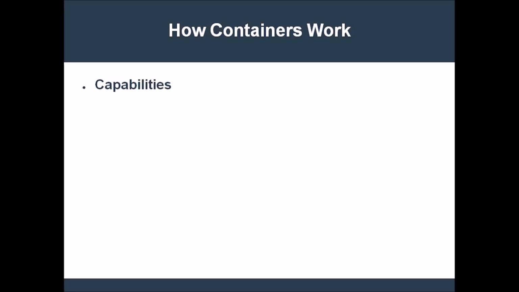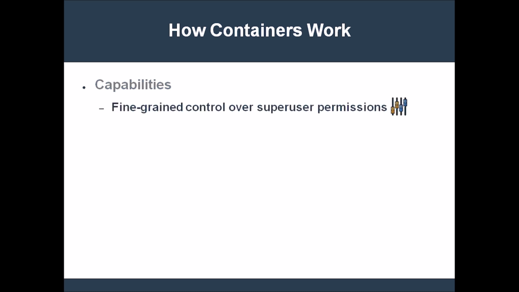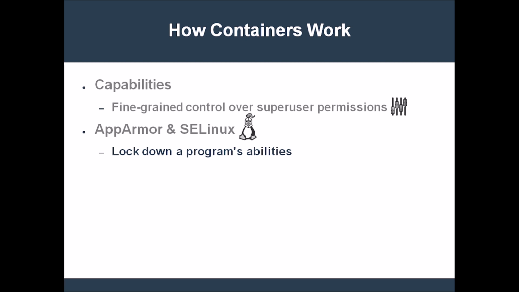Linux kernel capabilities provide fine-grained control over superuser permissions. This way, you can avoid using the root user when you only need a small subset of root capabilities. After all, running as root is a dangerous practice. These kernel features are used to lock down a program's abilities. Put another way, they are security features which restrict containerized processes. Now, you have a better understanding of how Linux containers isolate resources and restrict containerized programs from interacting with the outside world.